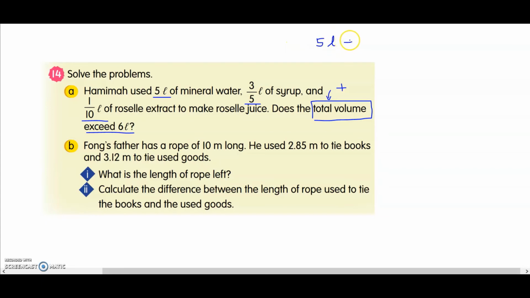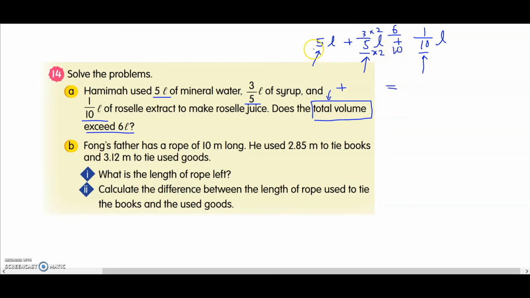So 5 liters plus 3 over 5 liters plus 1 over 10 liters. Now this is a round number. Now these two are fractions. Now fractions, to add them together, you have to make sure the bottom are the same. So we make them the same first. The smaller number 5, you can follow the bigger number 10. So how do we change from 5 to 10? We times 2. Okay, so 3 times 2 is 6, and then the bottom 5 times 2 is 10.